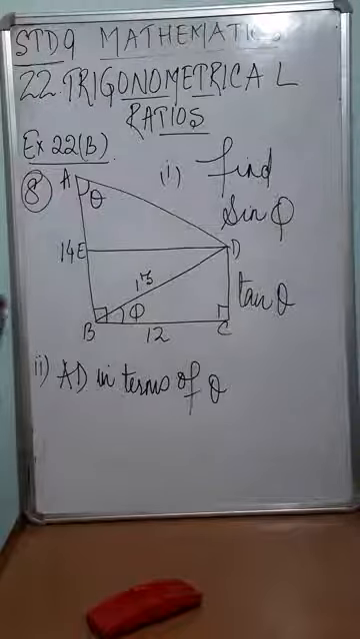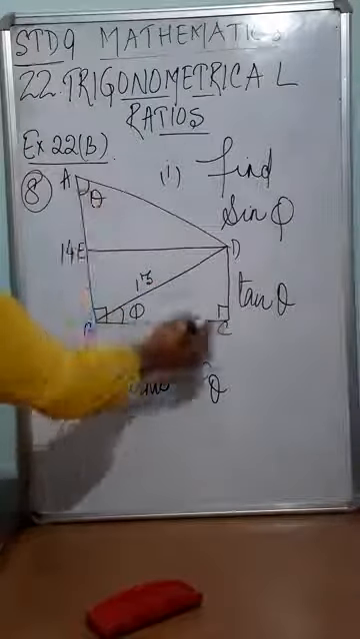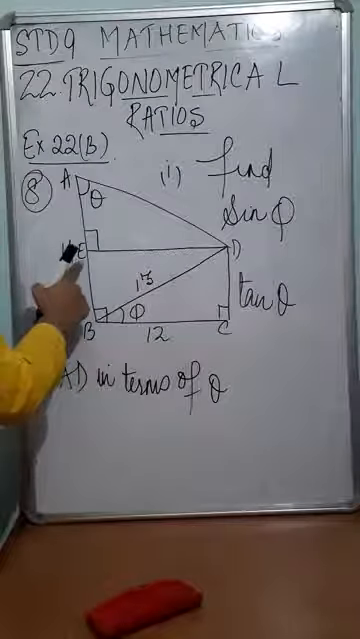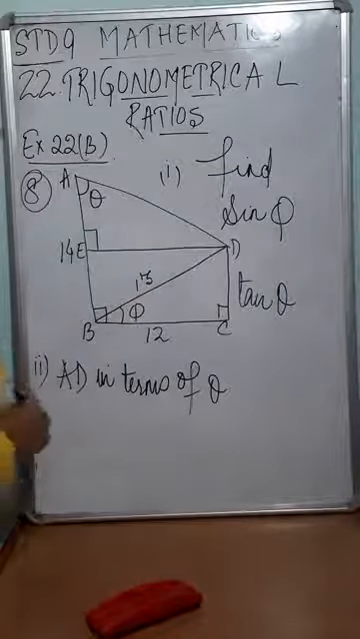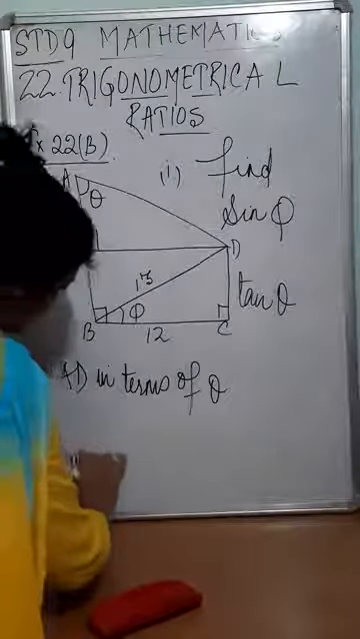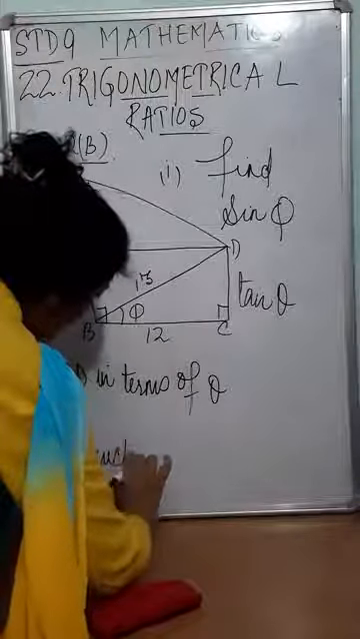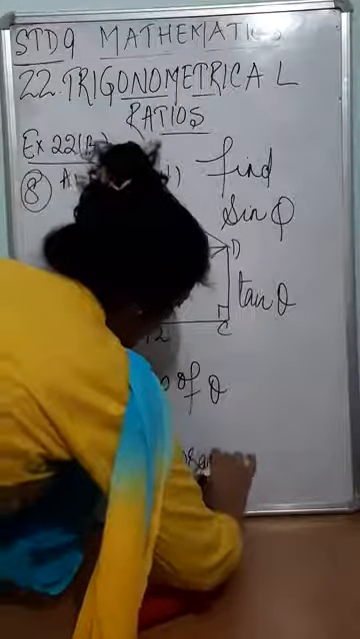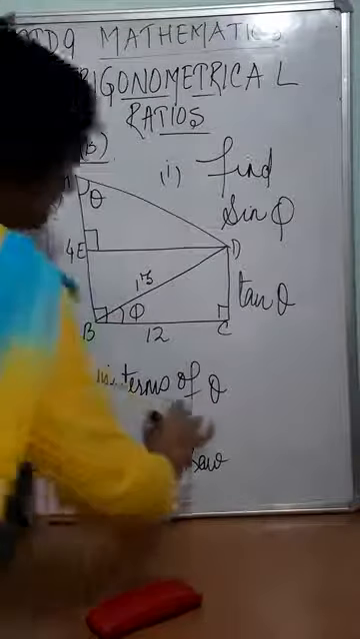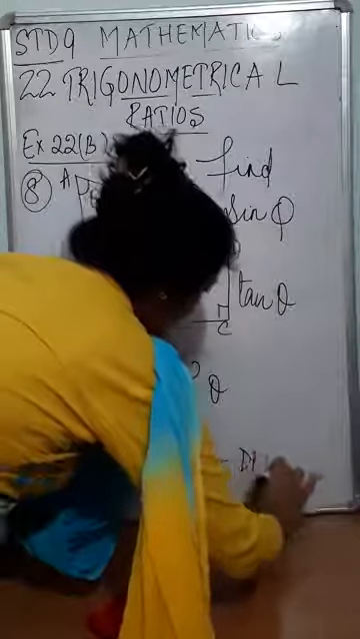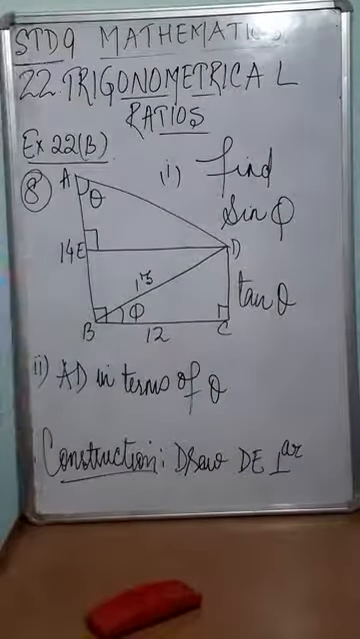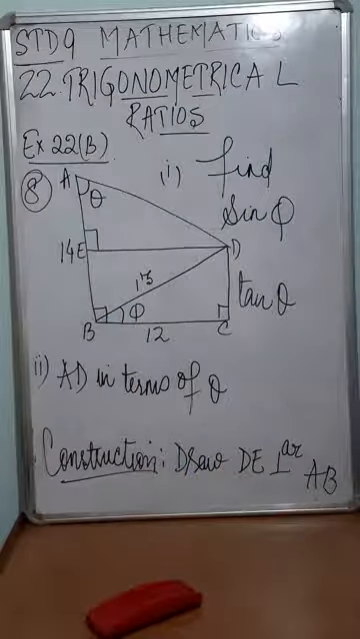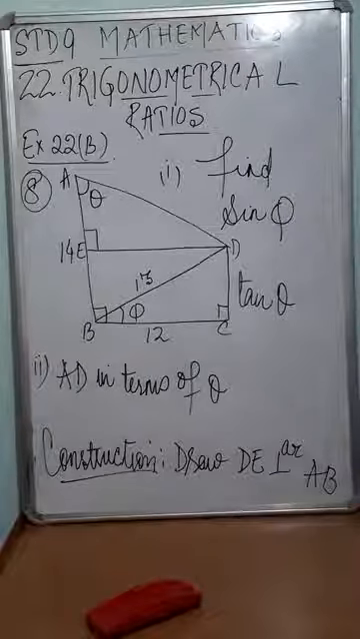Now in the figure, ABCD is marked. Drop a perpendicular DE on AC. So, construction: draw DE perpendicular to AB. Okay, DE perpendicular to AB.